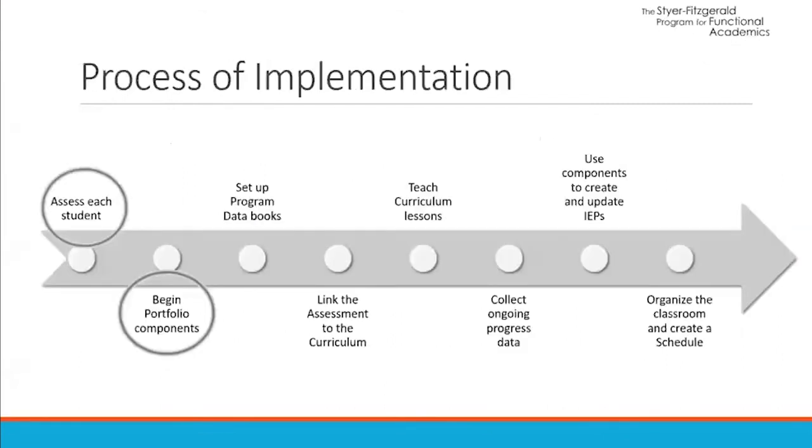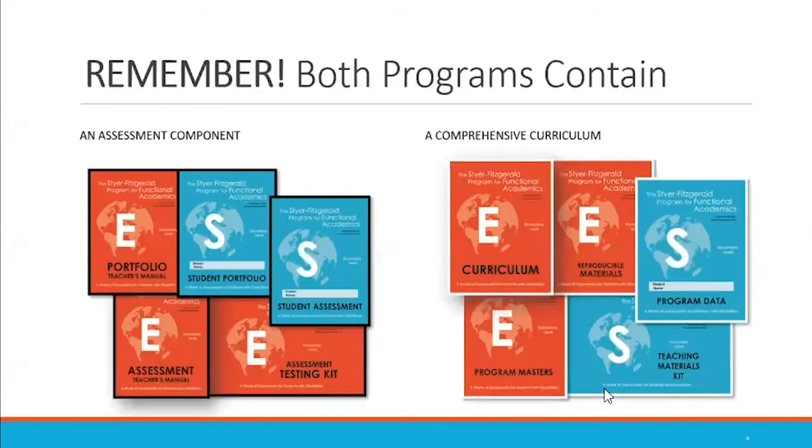When we just talked about the arrow of implementation, we're going to assess each student, and then we're going to begin the portfolio process. So we're at the beginning of our arrow. Remember, both programs contain an assessment component over here, and then you have your curriculum over here. Your assessment components are black spined, and we're only going to focus on the assessment component right now.